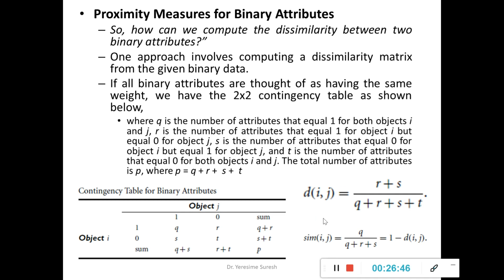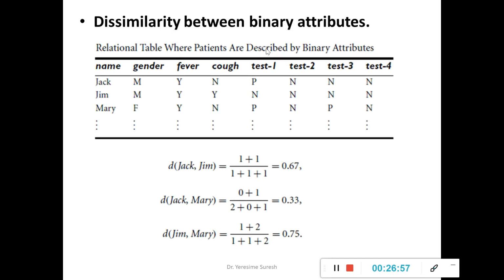You need not worry about the derivation as it is not in your syllabus. Just remember these formulas so that you can find the similarity and dissimilarity values for nominal as well as binary attributes. Next, we will see an example.